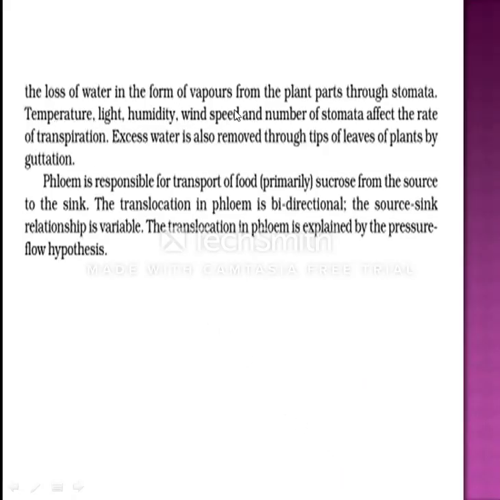Transpiration is the loss of water in the form of vapors from the plant parts through stomata. Temperature, light, humidity, wind speed, and number of stomata affect the rate of transpiration. Excess water is also removed through tips of leaves of plants by guttation.